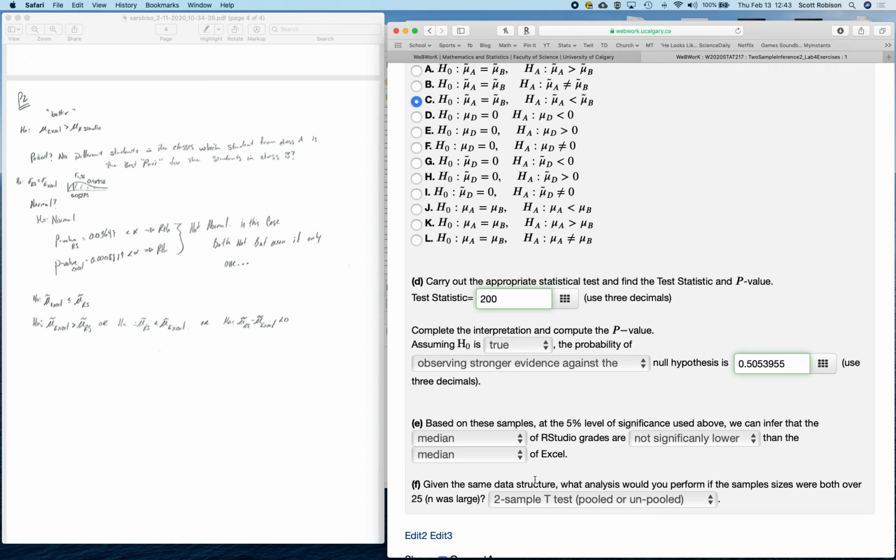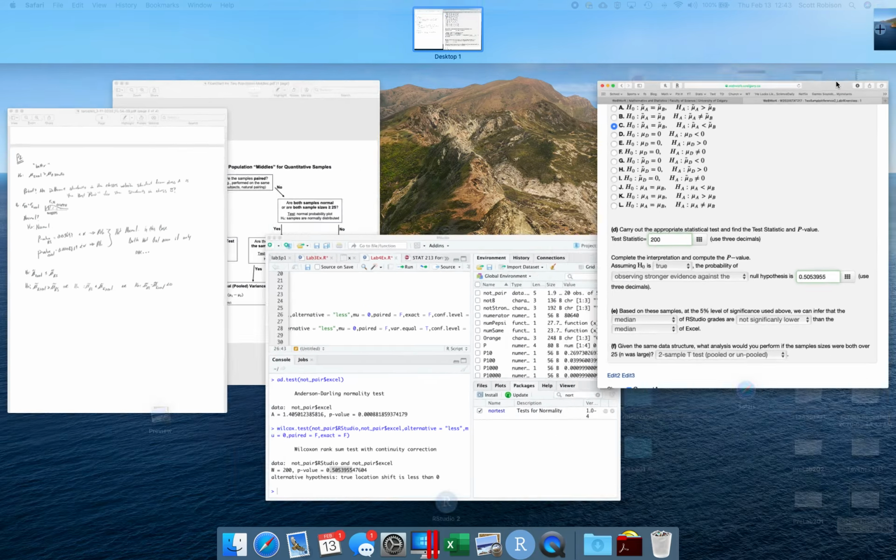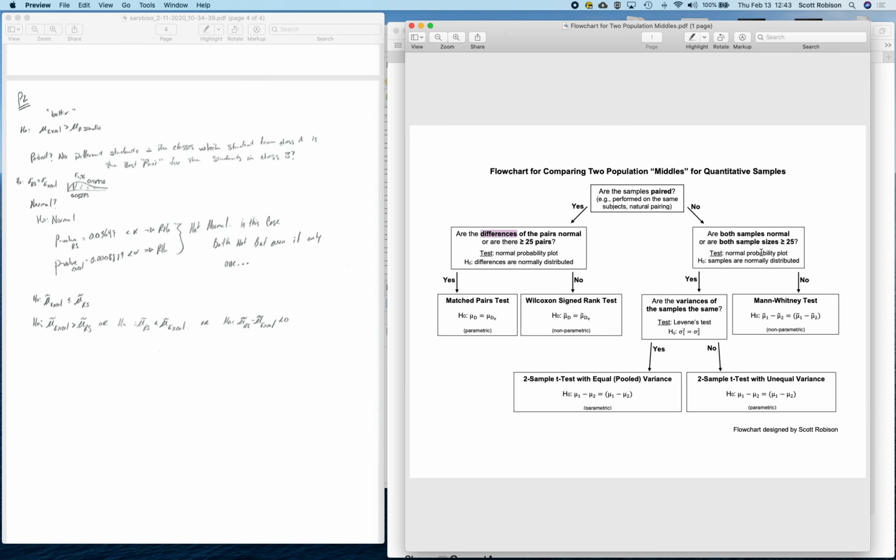If the data were normally distributed, then I could have either done a two-sample test, pooled or not pooled. So if I would have found that it was actually normal, then I would have had to do Levene's to find if I'm doing this test or this test because they are not paired data.